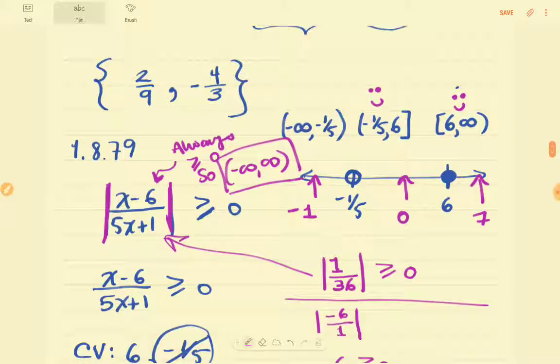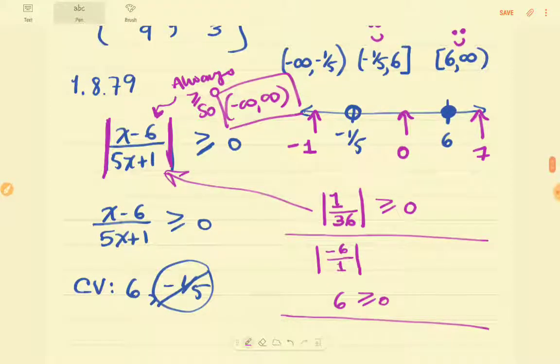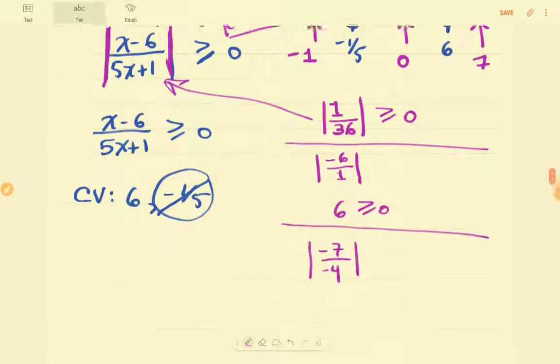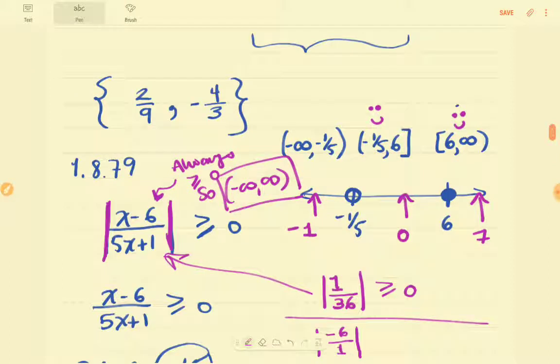Right, so we've tested 2 of the 3 regions. We're going to test that last one with -1. So I'm going to plug -1 into the inequality. So I would have -1 minus 6 is -7. 5 times -1 would be -5, plus 1 would be -4, which would give me positive 7/4. The absolute value is 7/4, which is indeed greater than or equal to 0. So they're all good, right?